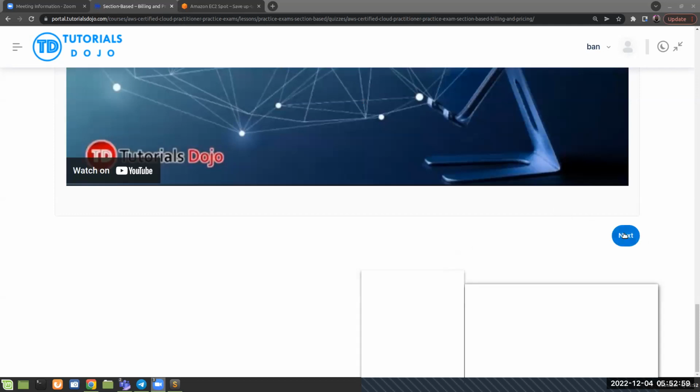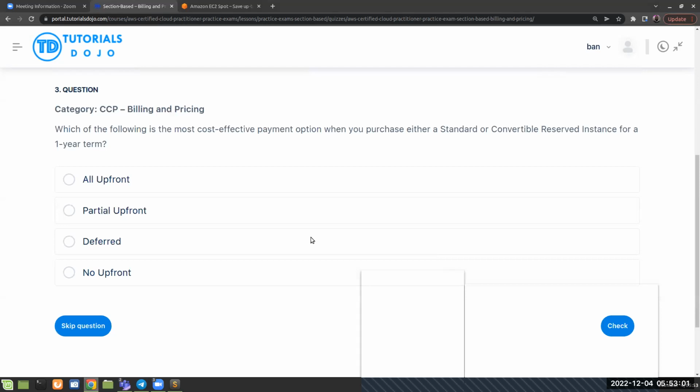Okay. Thank you. So let's go to the next question. That's for you, Kinyui. Which of the following is the most cost-effective payment option when you purchase either a standard or convertible reserve instance for a 1-year term? So which of the following is the most cost-effective payment option when you purchase either a standard or a convertible instance for a 1-year term?